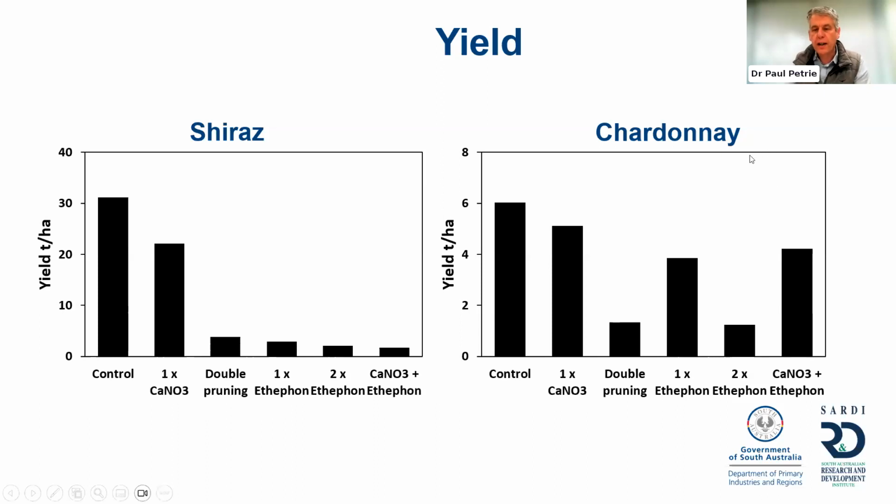If we go to the trial site at Griffith, this is a Chardonnay site, as I said earlier. Control had a yield of about 6 tonnes per hectare. Once again, the calcium nitrate wasn't that effective, but the double pruning was, and in this case, really it was only the double application of Ethephon that worked a lot better than the single application, or the application in combination with calcium nitrate.